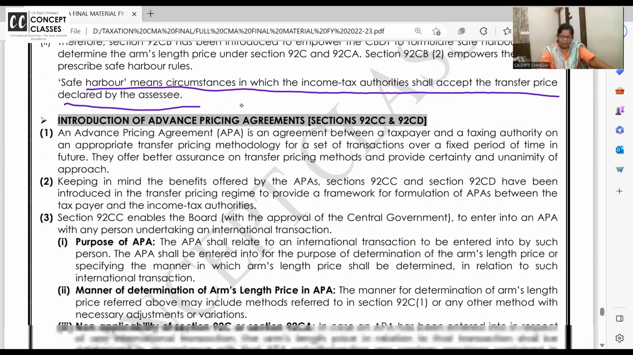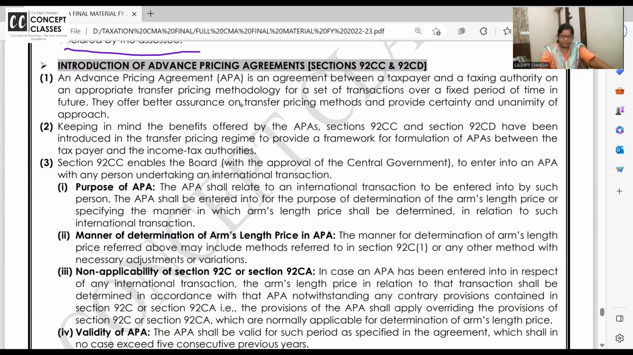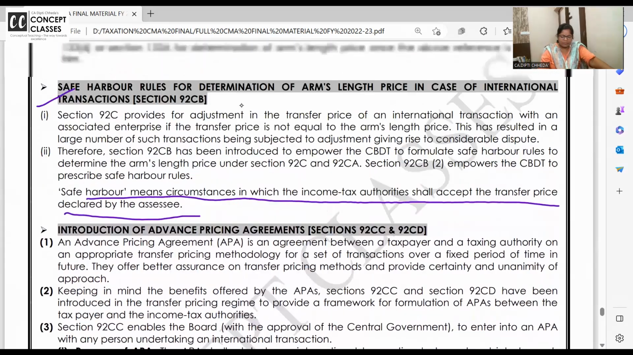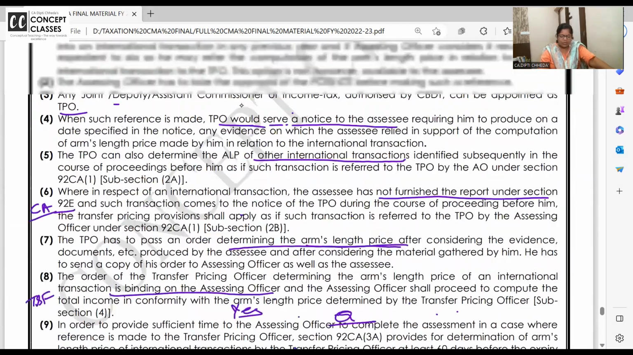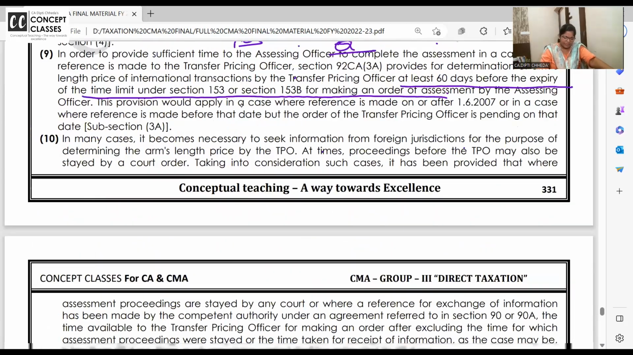What is the safe harbor rule? Right. So is this clear to you? What are the cases when we can go to the transfer pricing officer?